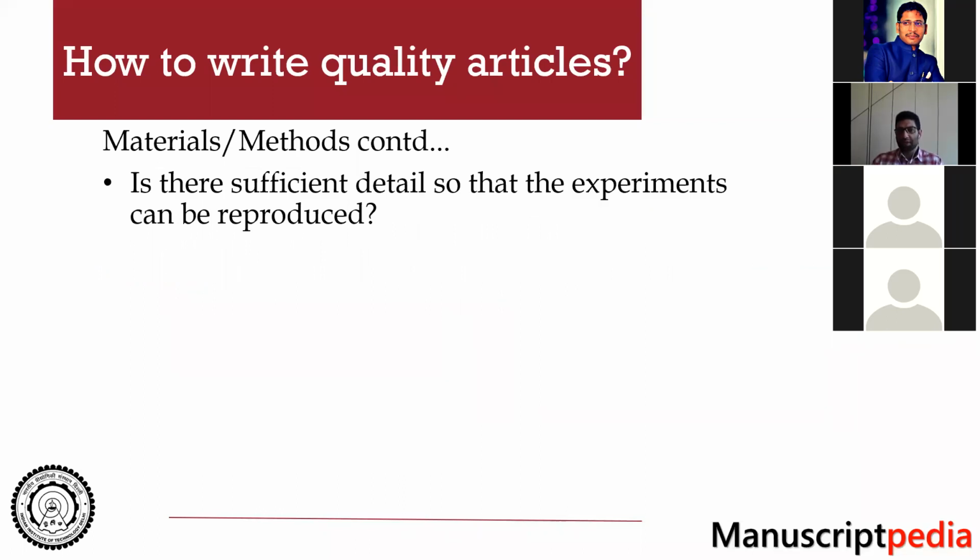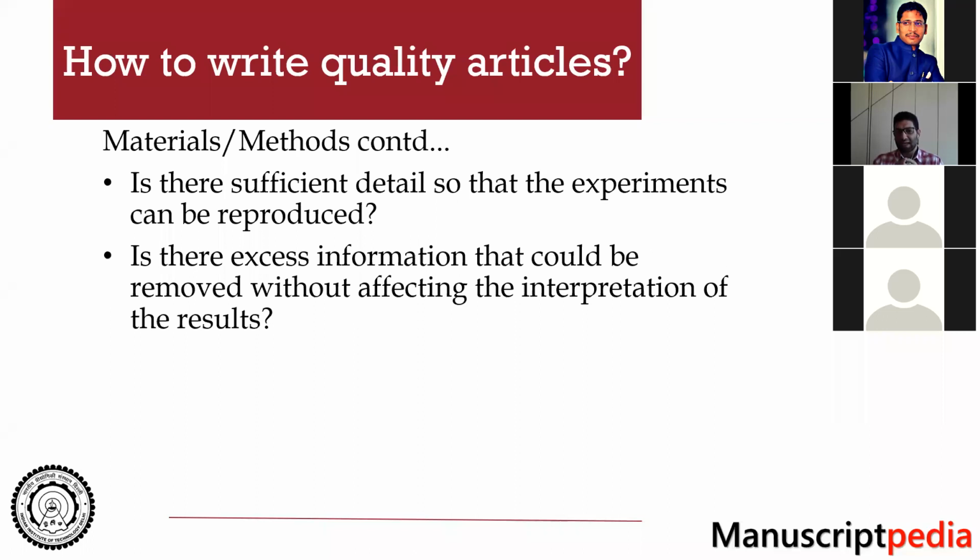After completing your materials and methods section, you should ask two questions. Is there sufficient detail so that the experiments can be reproduced by others? If not, you're going to relook into that. Second, is there any excess information that I can get rid of without affecting the quality of the interpretation or the results? If yes, please do that.